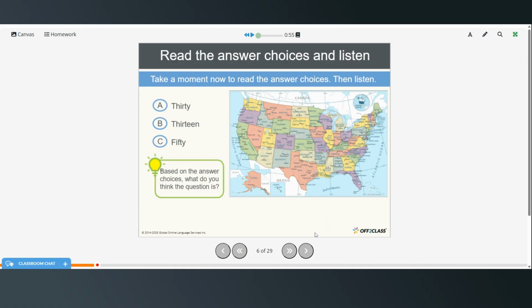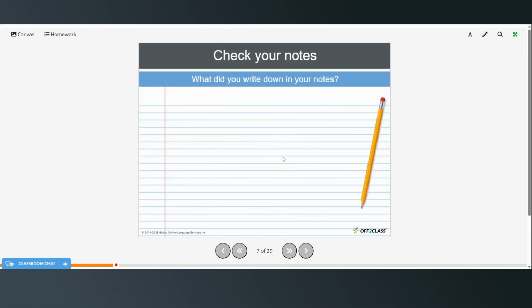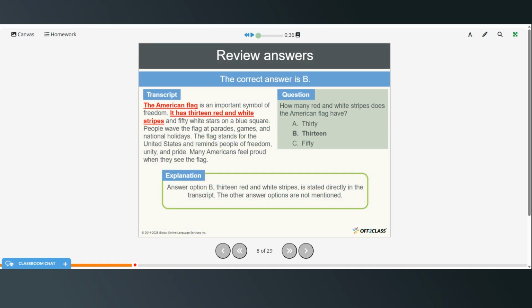So choose your answer and review any notes that you may have taken that would help you. And the correct answer, how many red and white stripes does the American flag have? The answer is B, 13. And we've got it highlighted here in the transcript of the audio.